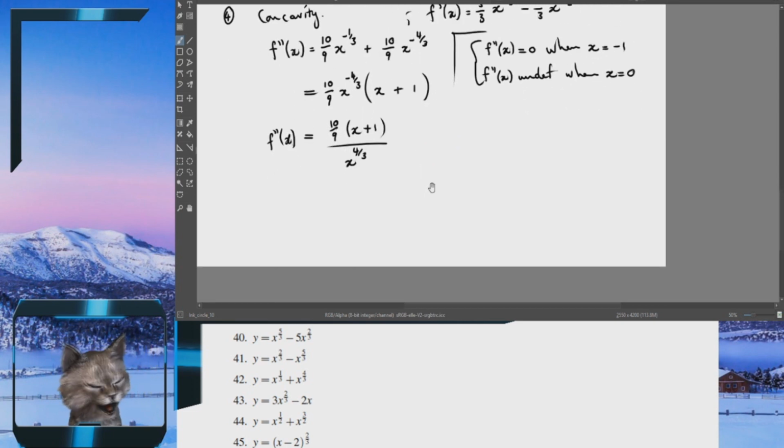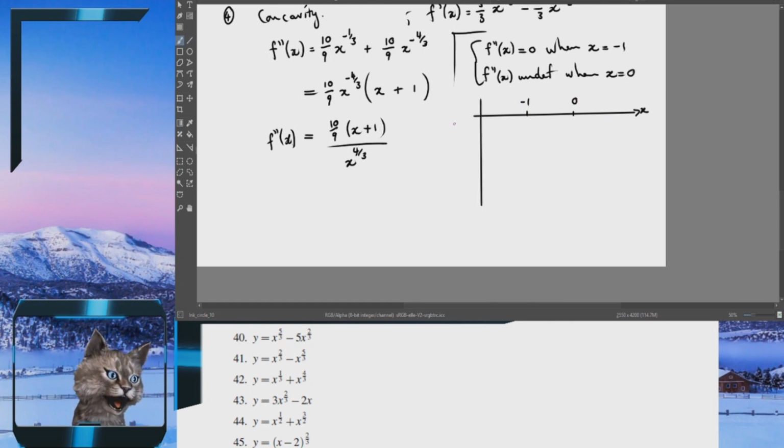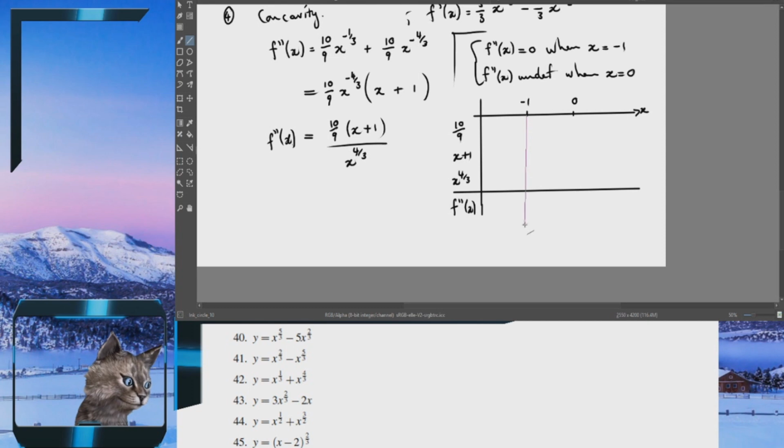So I almost have space for my table. I'm going to squeeze the table in here. I think we can do it. There are only a couple of pieces here. I'm going to separate it by -1 and 0. Together, these pieces give me the second derivative. I think we can fit everything in.